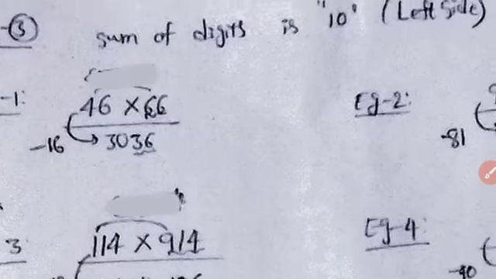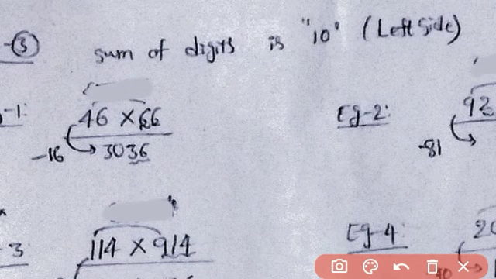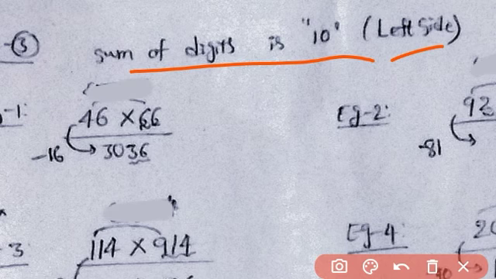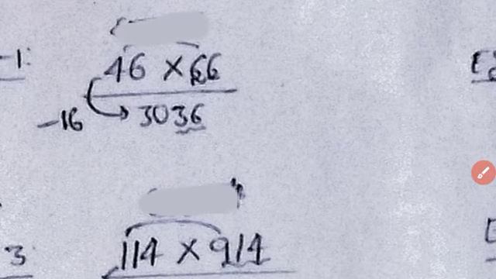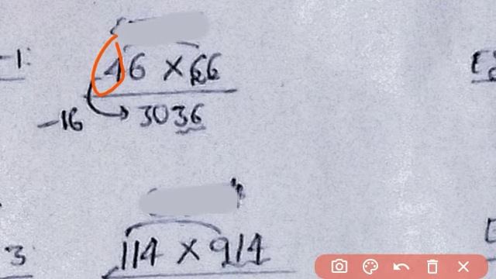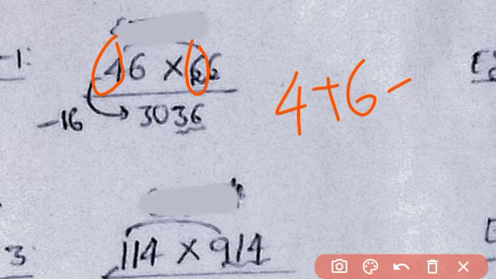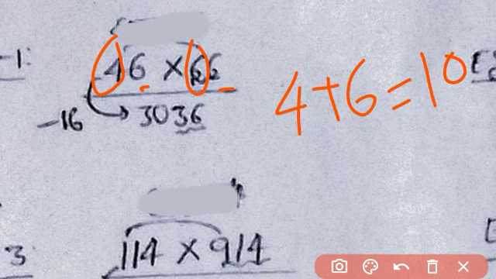Sum of the digits is 10, left side only. See this? On the left side you will find 10, 4 plus 6 you will find 10. And on the right side you have the same number. You must have the same number.